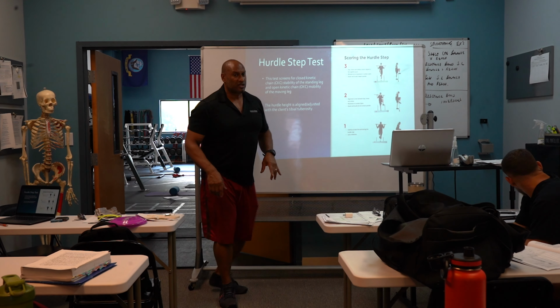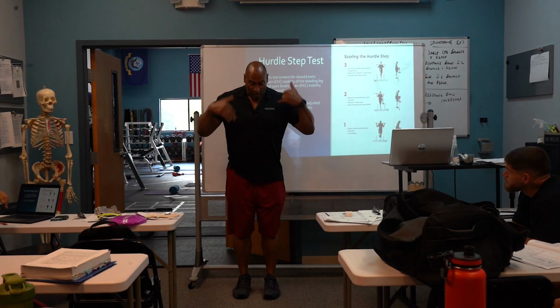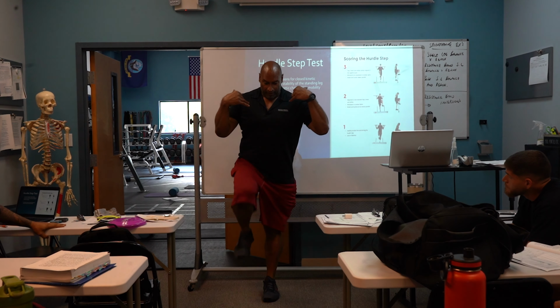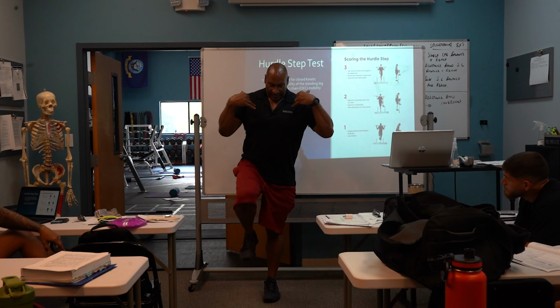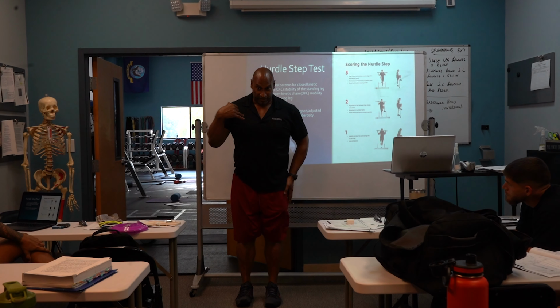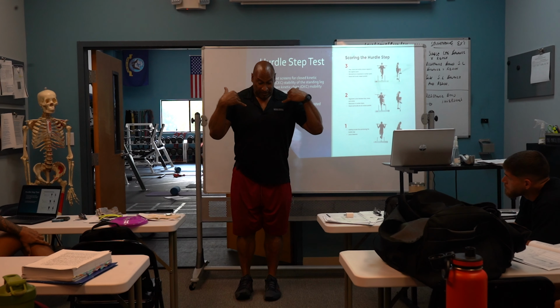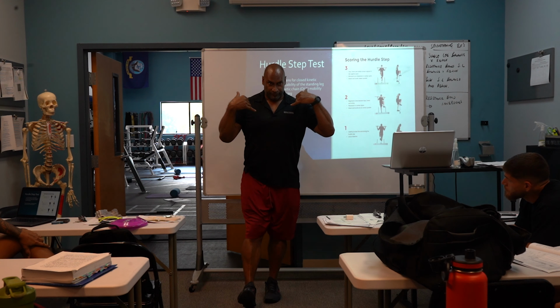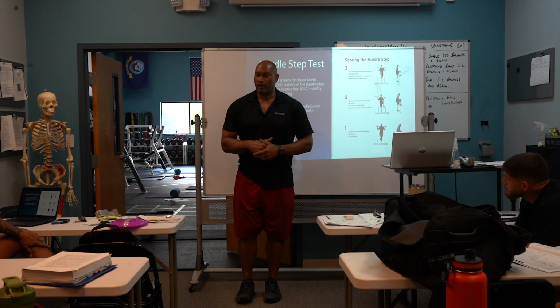When you do the hurdle step test, as we're going to do in the gym in a bit, this is the movement pattern here, up and over. So clearly, in this particular case, I'm assessing closed kinetic chain stability of my left leg and open kinetic chain mobility of my right. Okay? Any questions on that?